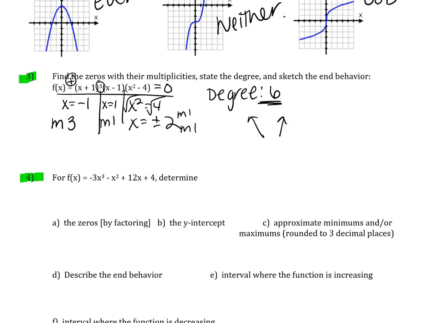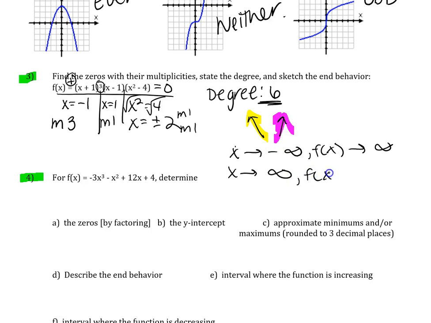Okay. I think I stated everything I needed to state here. I found the zeros, I stated the degree, and I sketched the end behavior. Now, if it asked me to describe the end behavior, which it didn't here, it would be as x approaches negative infinity. So that's as you look to the left. That's my left arrow. My function would be going up. So I'd write f of x approaches infinity. In the other direction, as x approaches infinity, so that would be as I'm looking to the right, I'm also going up. So f of x approaches infinity.